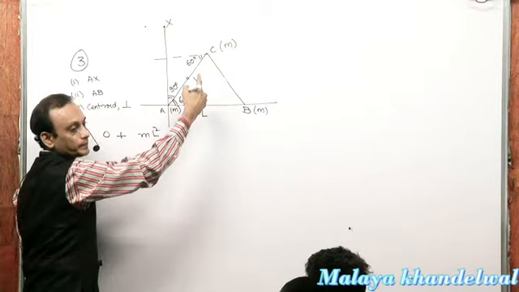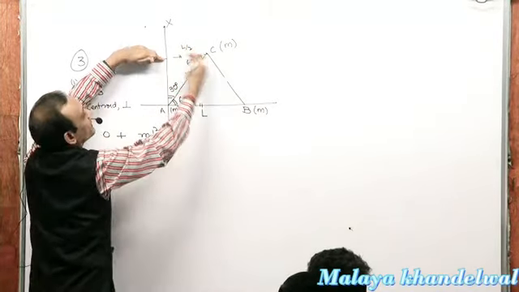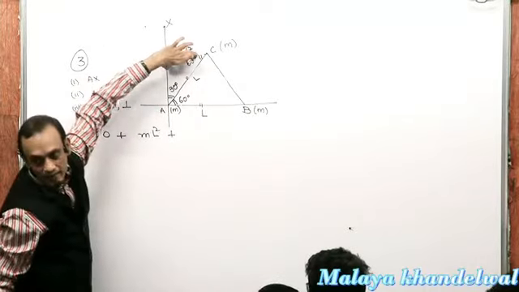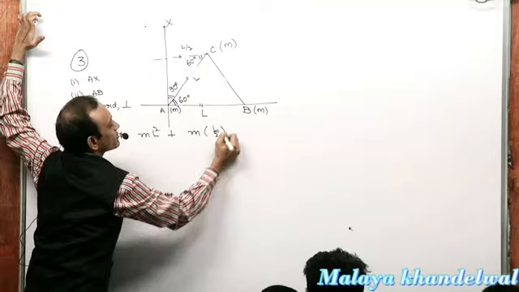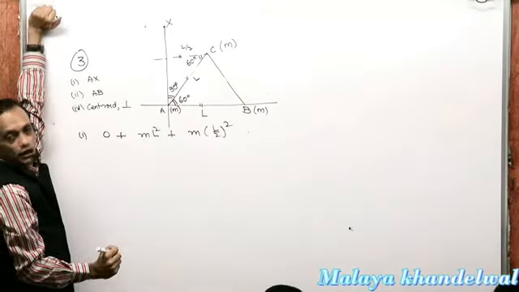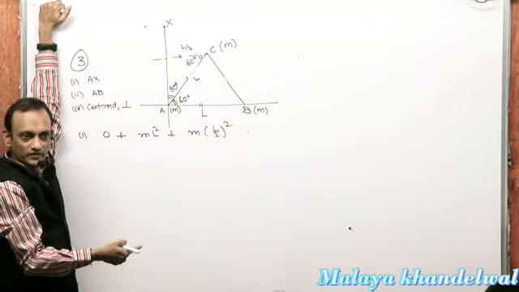C, if this is L by 2, isn't it? L cos 30 degrees, L sin 30 degrees. This is L by 2. So m into L by 2 squared. That's the moment of inertia about this axis AX, right? That's the first part of the problem.